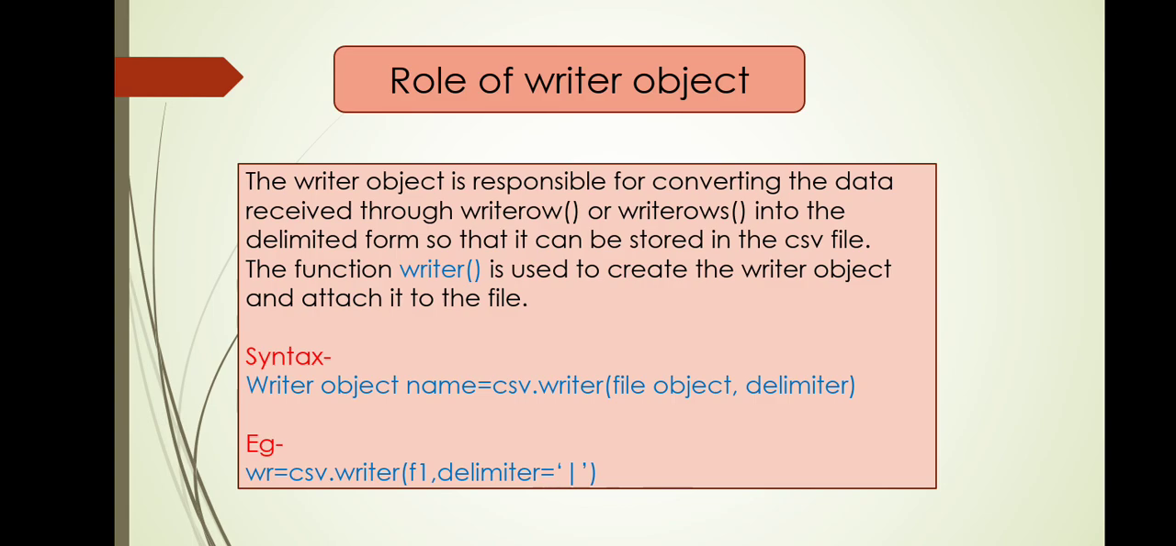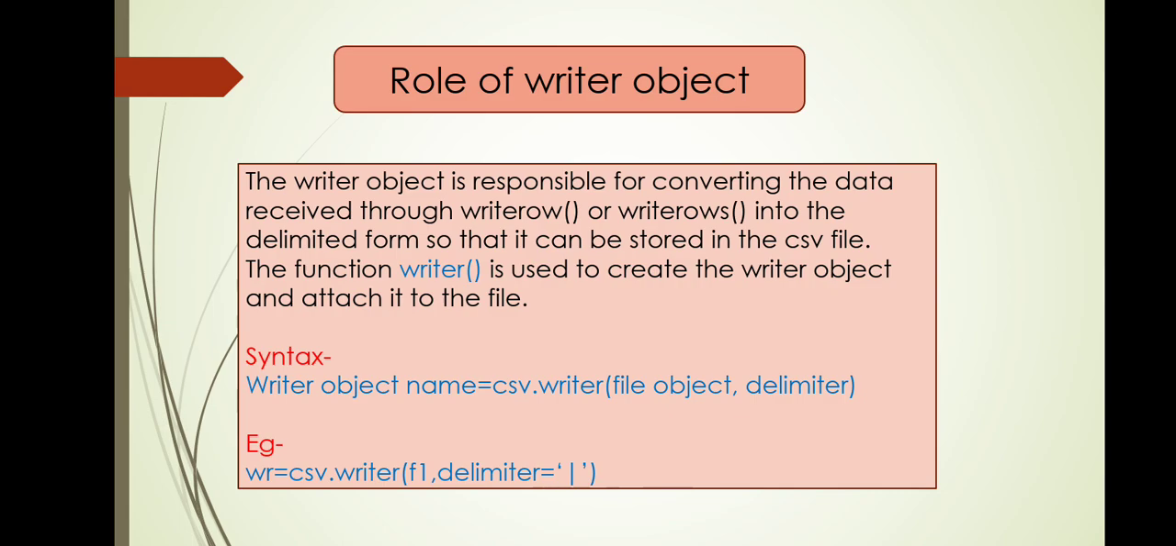Now, how do we create a writer object? In order to create the writer object, we have a function available in the csv module, that is the writer function. See the syntax of this function. Writer object name is equal to csv.writer, and within the parentheses we write two arguments. One is your file object name, and then the delimiter. This delimiter is optional. If you do not provide this argument, it will take the default delimiter, that is comma.